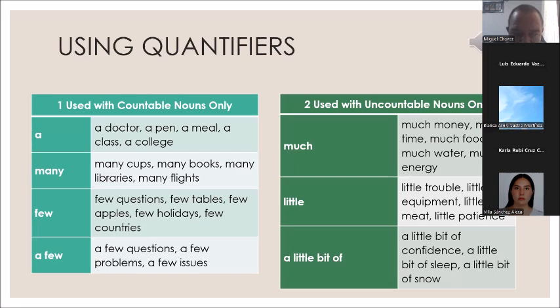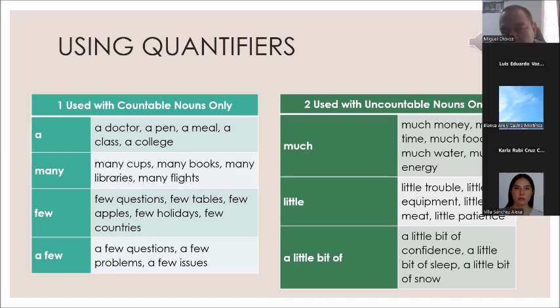First, quantifiers used with countable nouns only. A, for example, a doctor, a pen, a meal, a class, a college. Many, for example, many cups, many books, many libraries, many flights. Few, for example, few questions, few tables, few apples, few holidays, few countries. A few, for example, a few questions, a few problems, a few issues.